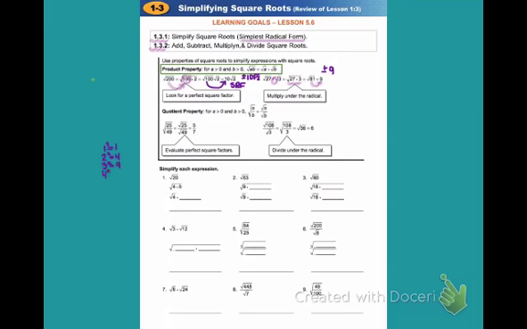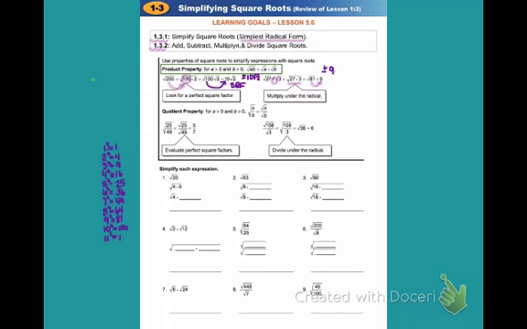4 squared is 16, and so on. 5 squared is 25. 6 squared is 36. 7 squared is 49. 8 squared is 64. 9 squared, 81. 10 squared is 100. And usually it's a good idea to get to maybe the first 15 or 20 to kind of know them pretty much by heart.